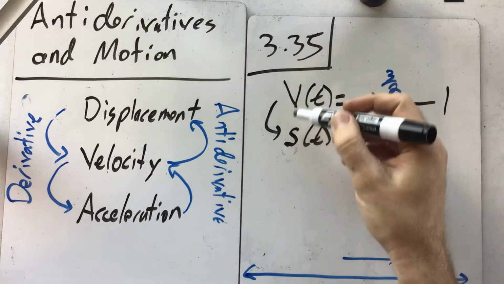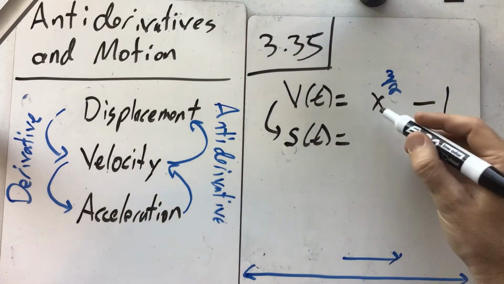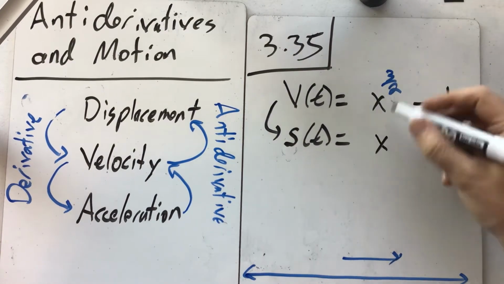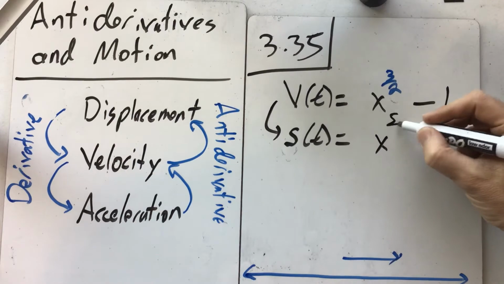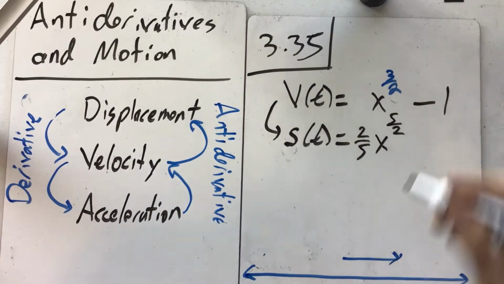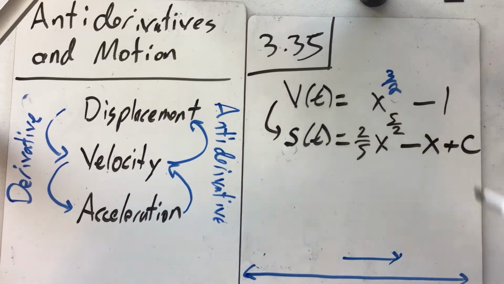So to go from velocity to displacement, we use the antiderivative. That means we have x to the 3/2. We have to add 1, so 3/2 plus 1 is 5/2, and that means we put a 2/5 out in front, minus x, but then we also have to add a constant, because every time we take an antiderivative, we get a constant.